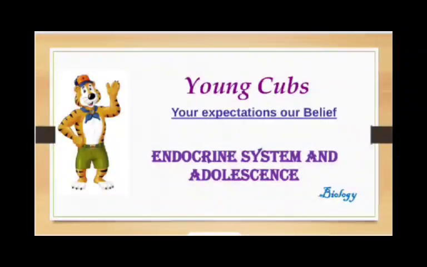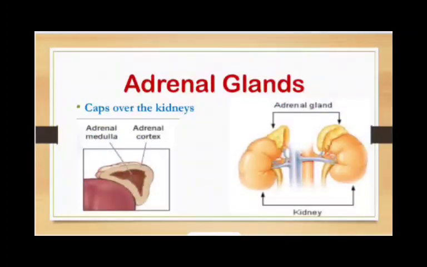Today is the second session, or we could say part 2 of the explanation of the endocrine system. We have already finished the thyroid gland, its location, its hormone, hypothyroidism, hyperthyroidism, and its ailments. And today we are going to start with the adrenal glands.